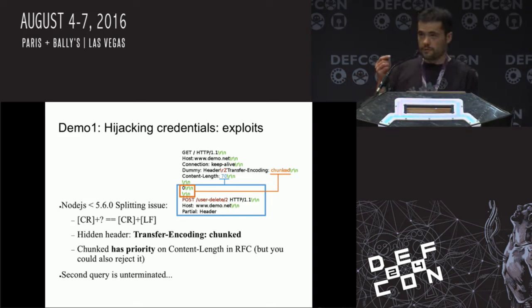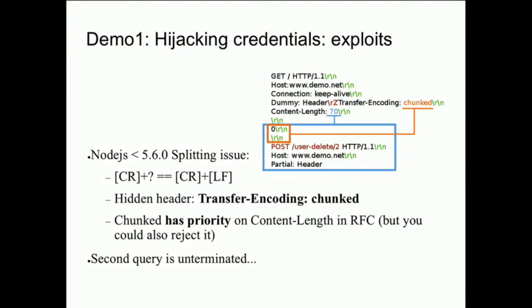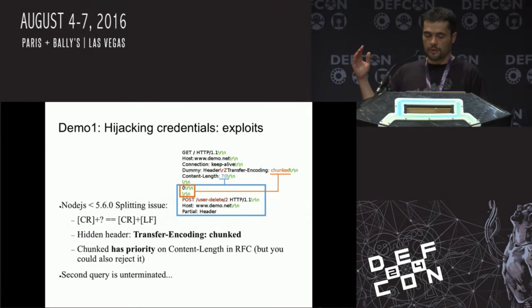But for Node, you've got transfer encoding chunked, and there's a priority, and chunked always has the priority over content length. So it does not read content length. It reads chunked, and the first bytes of the body are the end of chunk marker. So after the end of chunk marker, you've got a new request in the pipeline. You've got a POST request. And this POST request is, please delete user 2. There's another thing on this second request. There's a partial error at the end. So it's an unterminated POST request. Node is still waiting for the end of this request.